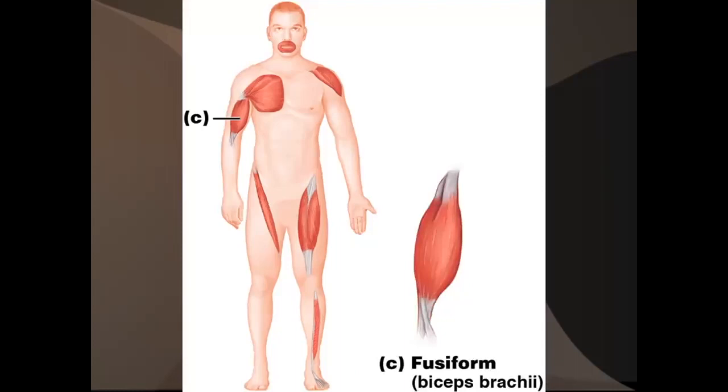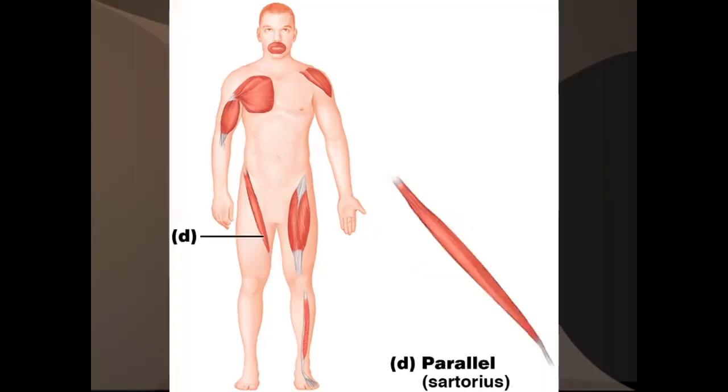The third one is fusiform. It's a parallel muscle arrangement, but there is a bulge around the center of it. The biceps would be an example of fusiform. And then parallel, the sartorius is an example of that one. The fibers have a lot of length, but they don't bulge outward in the middle like fusiform does. They're more just in a straight line. This muscle type would have a wide range of movement, but it wouldn't be very strong.